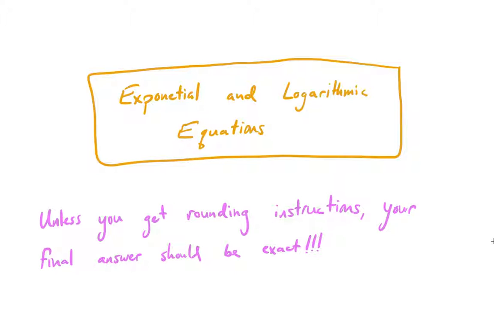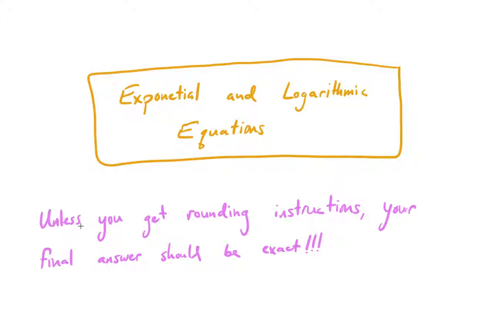In this video, we're going to be talking about exponential and logarithmic equations. So hopefully you've already looked at several examples of these, but we're just going to do one more. And as it says in pink here, it's important to remember that unless you get rounding instructions, you should just leave your answer as it is. Don't write a decimal approximation of your answer even if it looks like natural log of 2 over 3 or something. That's fine as a final answer.